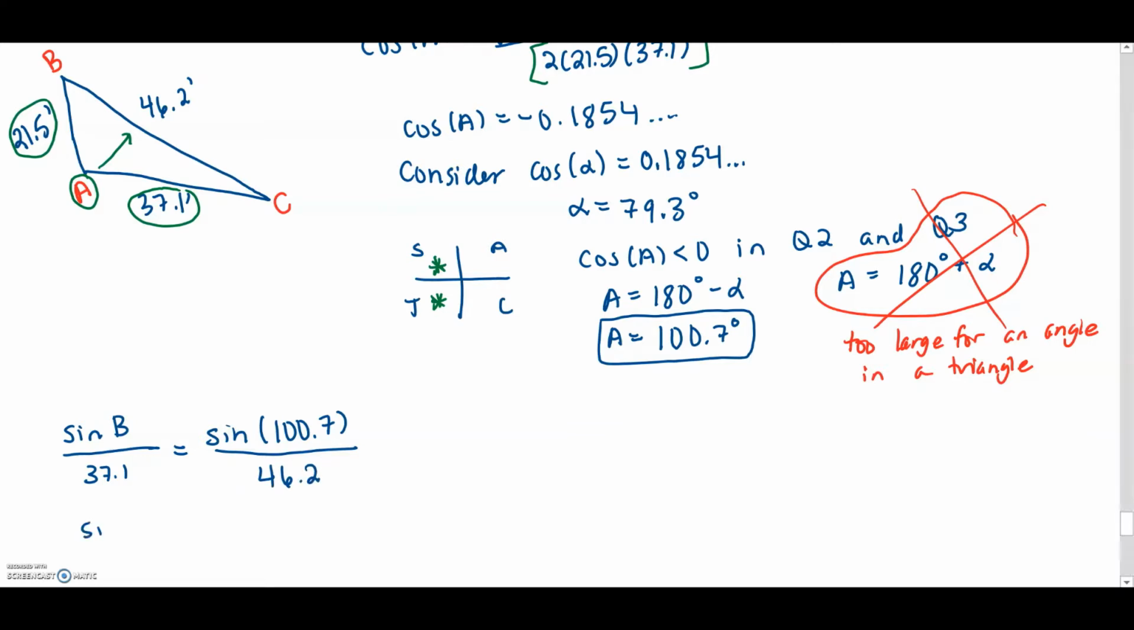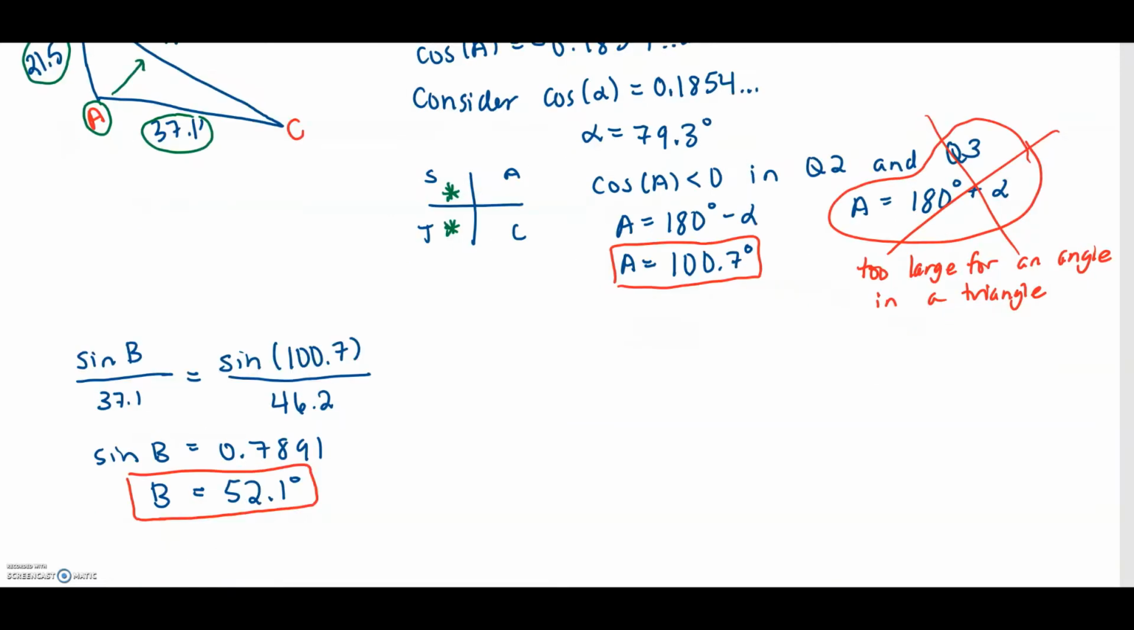Now we find that sine of B is equal to 0.7891, and therefore B is equal to 52.1 degrees. It's actually worth mentioning that to find angle B, we could have applied the cosine law again, but setting it up relative to angle B being our contained angle. So there's so many different ways to solve these problems. Just make sure you proceed slowly and check for small errors as you go.